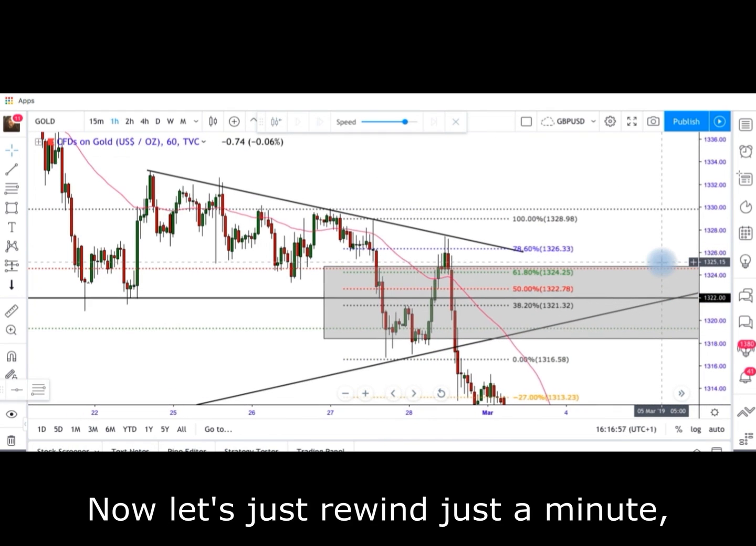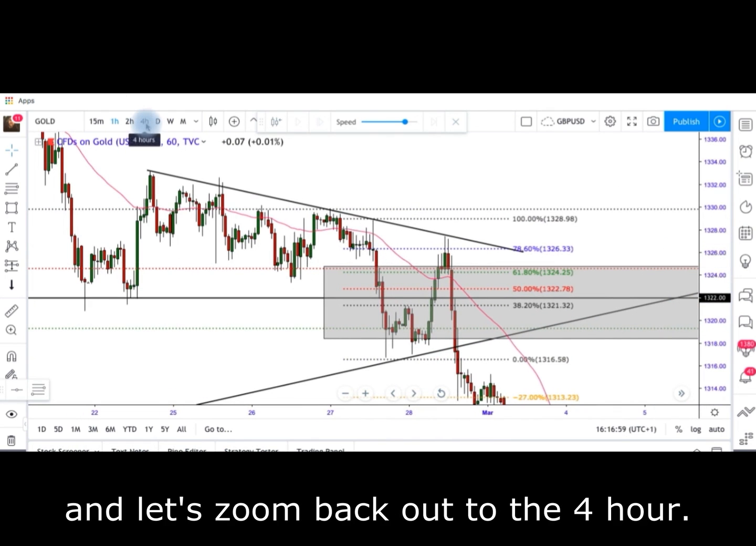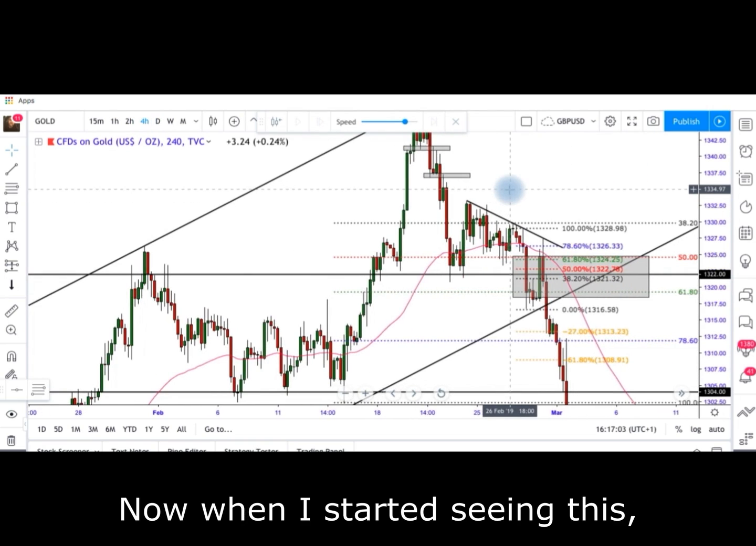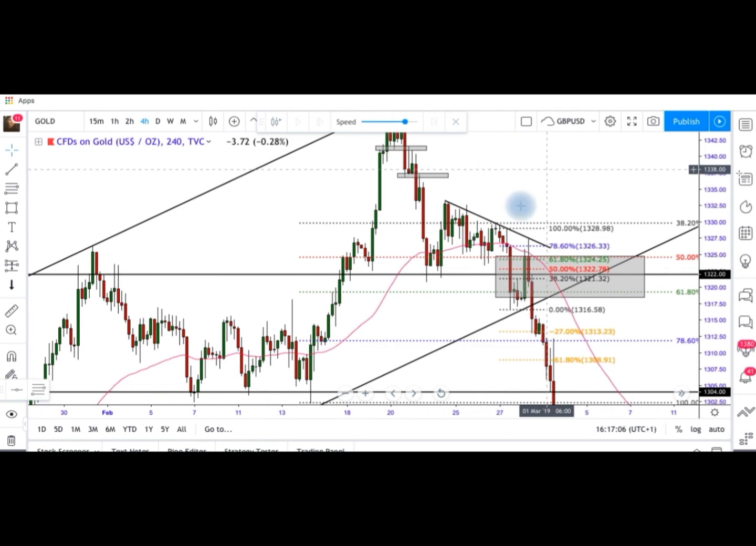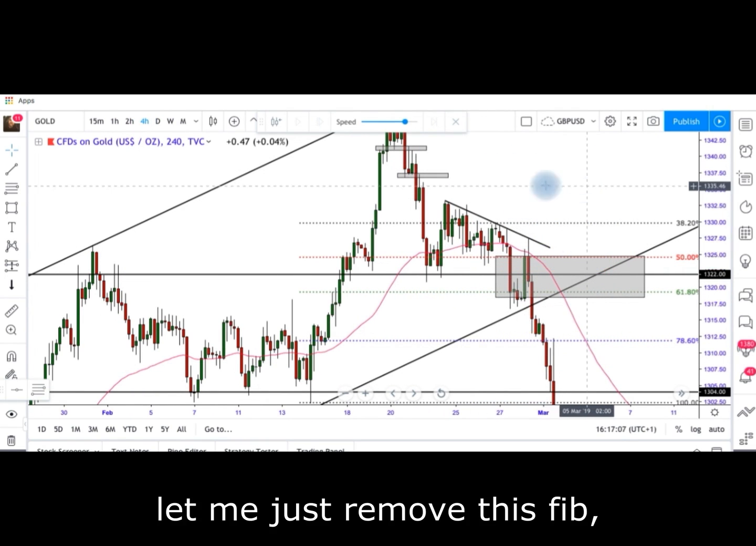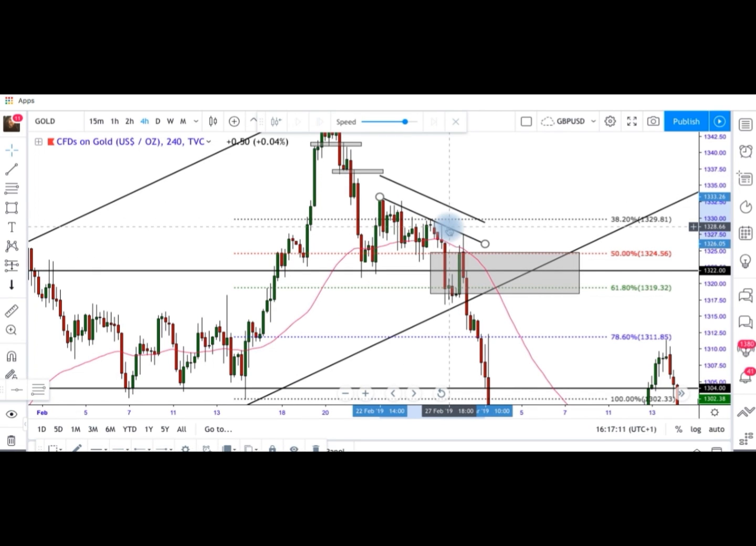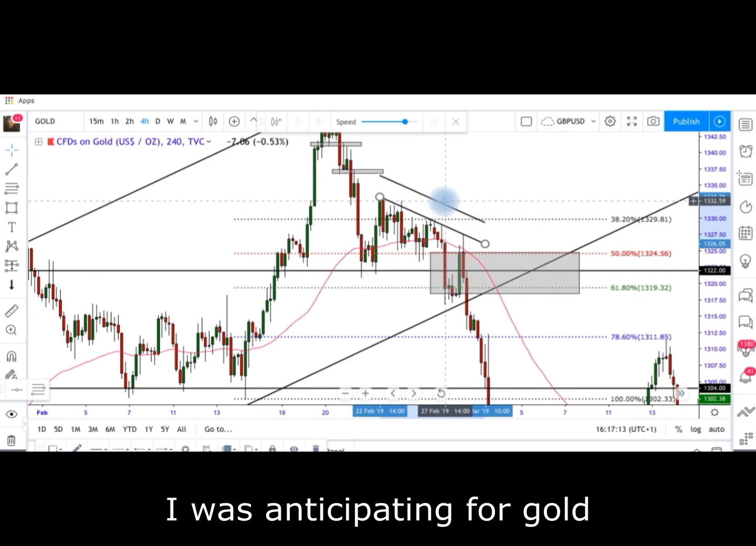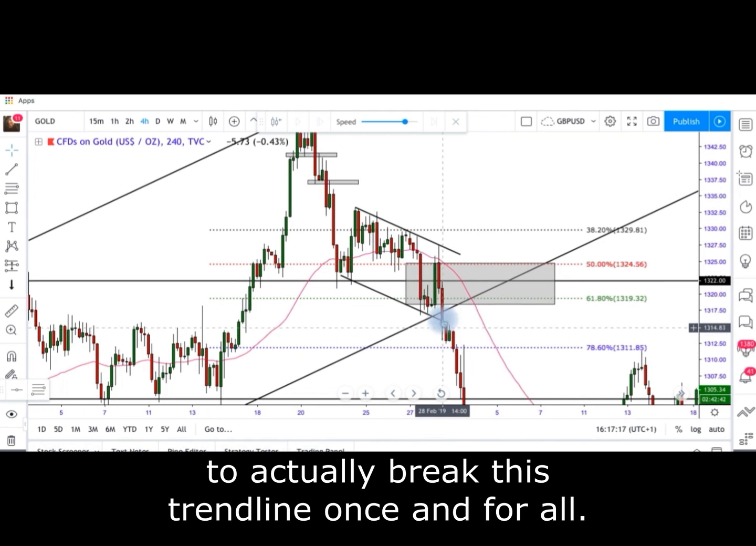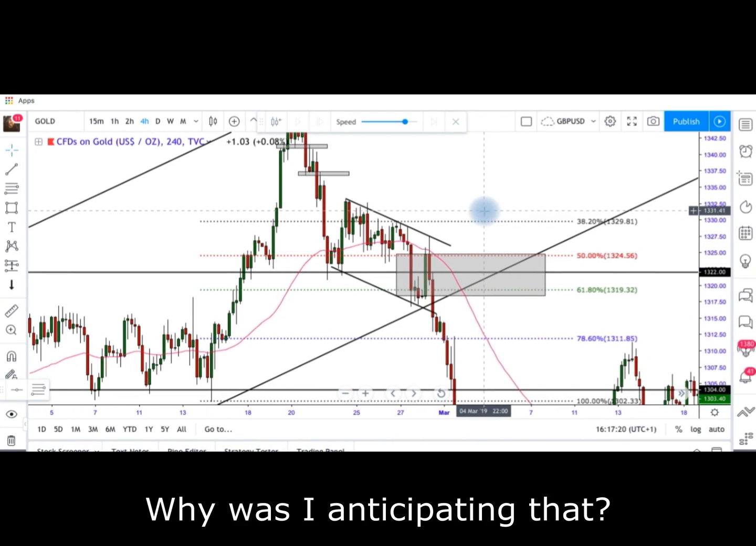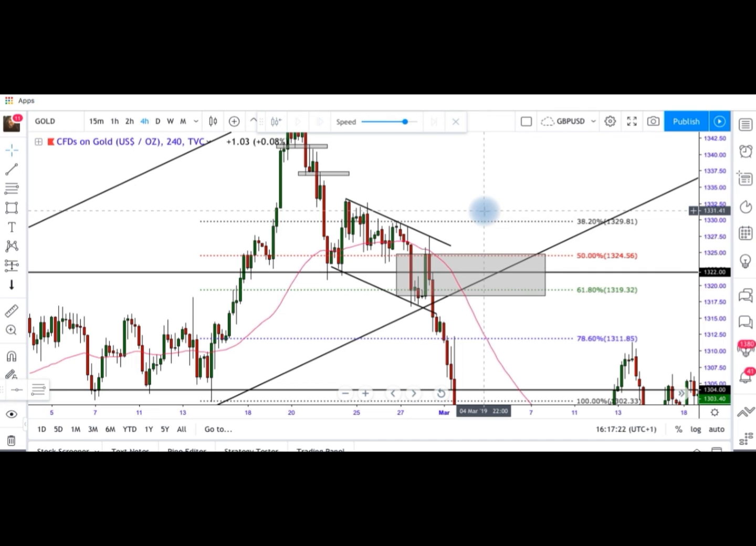Now, let's just rewind a minute and zoom back out to the 4 hour. Let me just remove this fib. When I started seeing this price action, I was anticipating for gold to actually break this trend line once and for all. Why was I anticipating that? Okay, well, I'll show you.